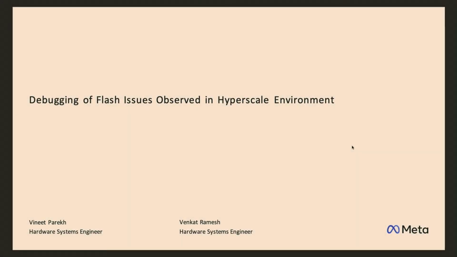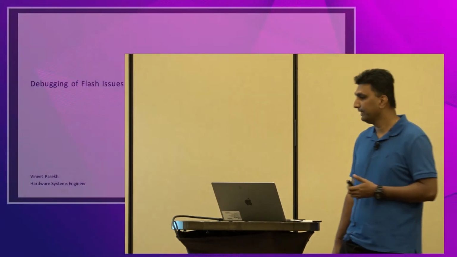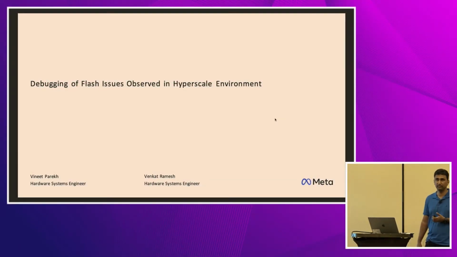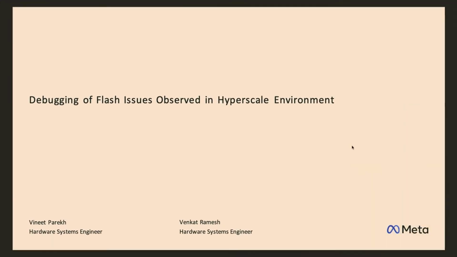So we're going to be talking about debugging of flash issues observed in hyperscale environments, Meta being one of the hyperscalers. We'll talk about some of the problems and challenges which we face. We will also share a case study of how we debugged one of the most challenging issues we have seen in the fleet, and how at scale this problem gets amplified.